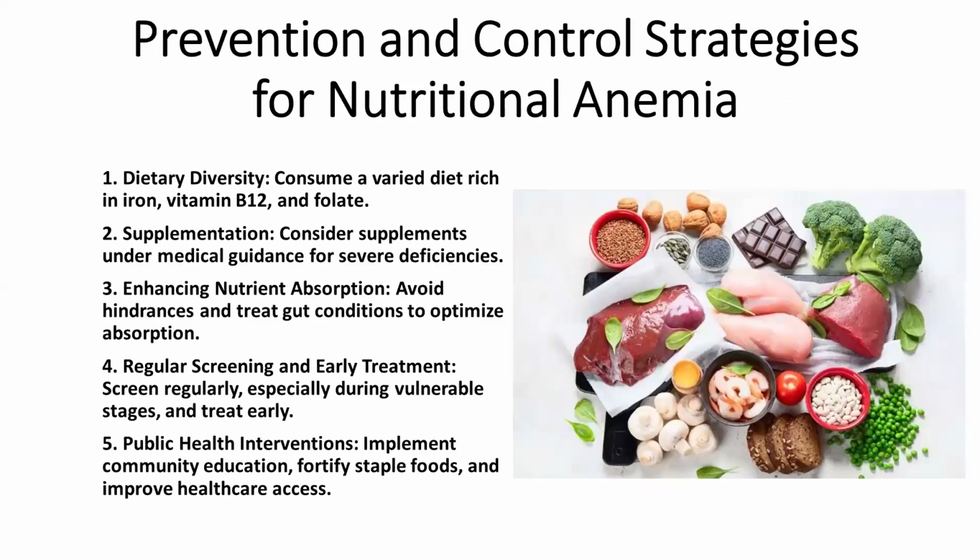Now, what you can do for the prevention and control of this is ask the community to consume a varied diet rich in iron, vitamin B12, and folate, and supplement when the patient is not willing or is not able to purchase these products. As we live in a developing country, we should also prescribe them some medical interventions and help them avoid hindrances and treat gut conditions to optimize absorption. That is treating the underlying cause. And of course, regular screening and early treatment. This is very important as we are discussing the preventive measures.